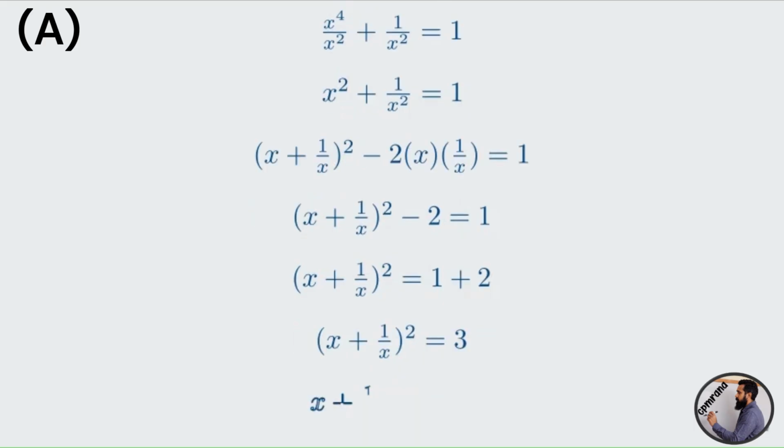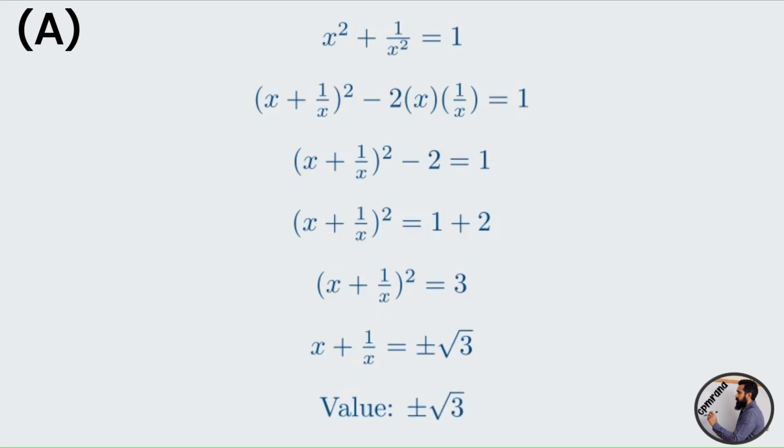Finally, taking the square root of both sides, we find our answer. So, the value of x plus 1 over x is plus or minus square root of 3. For the next parts of the problem, we will use the positive value, square root of 3.